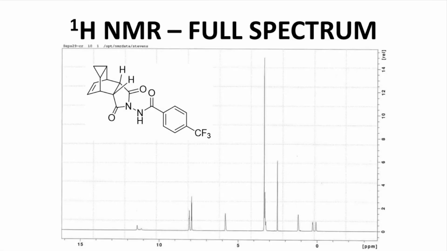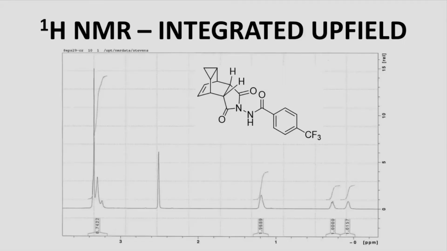Here is the full NMR spectrum with the structure of our imide product. Everything looks okay, but we need to zoom into different regions to understand whether the signals in the spectrum are consistent with our product. This is just the upfield region of the spectrum. Let's work from right to left. These signals at around 0 and 1 ppm are from the cyclopropane part of the molecule. The two CH2 hydrogens are not magnetically equivalent and show up separately. Here and here, 1 hydrogen each.